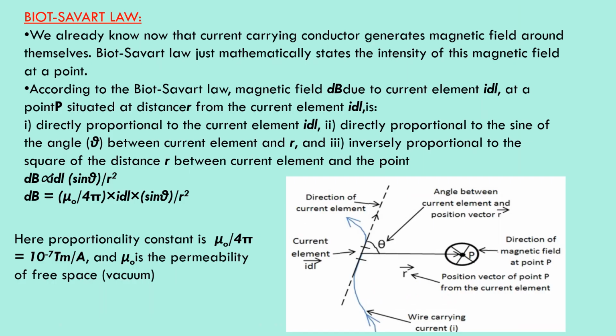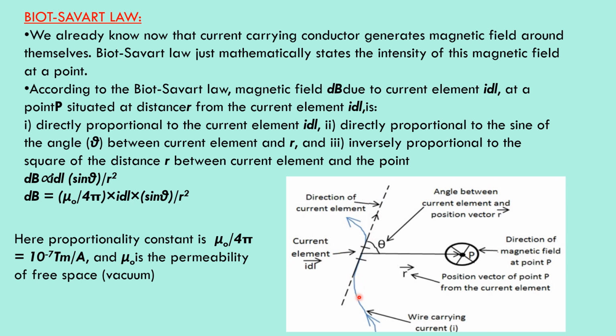Let us study Biot-Savart law in detail. When a current is carried in a conductor, it will produce a magnetic field around it. This blue colored wire is a wire carrying current. If the wire is carrying current, it will produce a magnetic field around it.